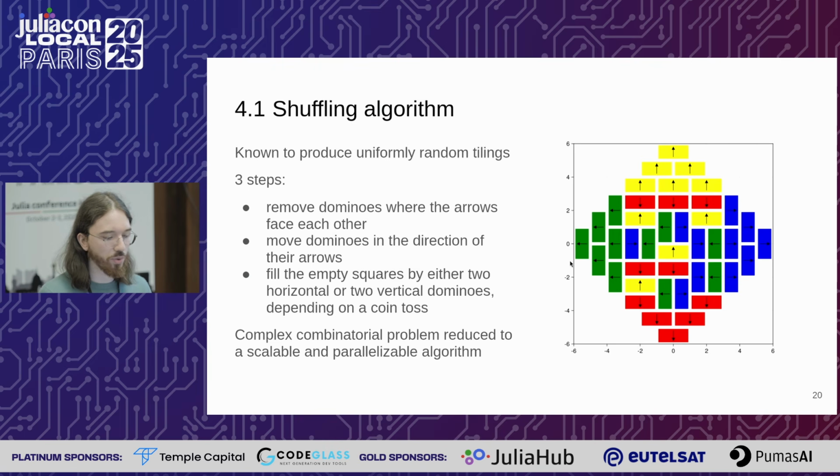You first add these arrows to the tiles, which point in a particular direction. Namely, in the corners, they all seem to point outwards. And you remove dominoes where these arrows face each other. Then you move dominoes in the direction of their arrows. And then it turns out the empty space left behind can be filled exactly by squares, and you can fill these with either 2 horizontal or 2 vertical dominoes, depending again on a coin toss.